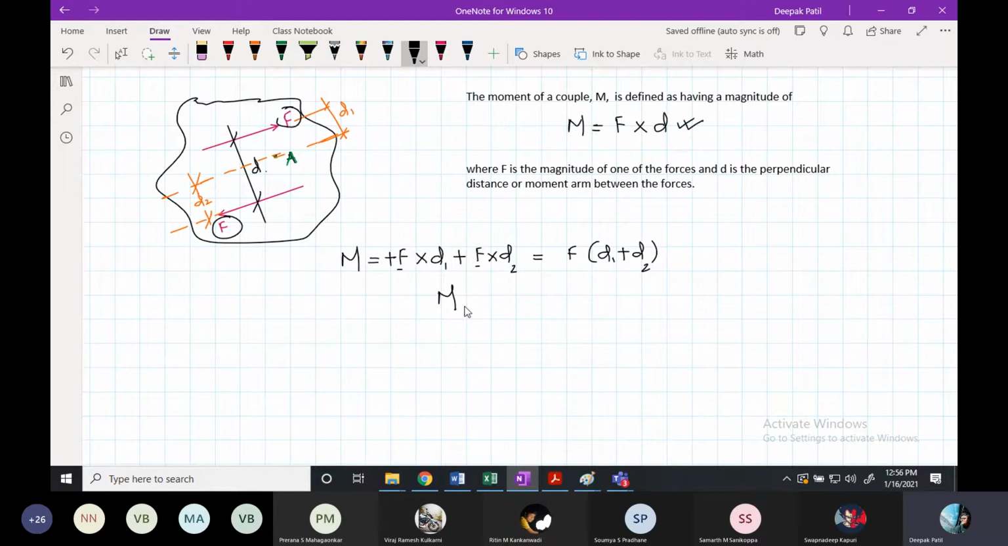Now from the figure you can see what D1 plus D2 is. D1 plus D2 is nothing but D. So I can write M equal to F into D. I will write purposely here M at A because I'm trying to find the moment at A. Are you clear, students? Yes, sir. Right? So now I have demonstrated that the moment of a couple at point A is F into D. Okay, now let me take another point. Let me take, say, point B here.